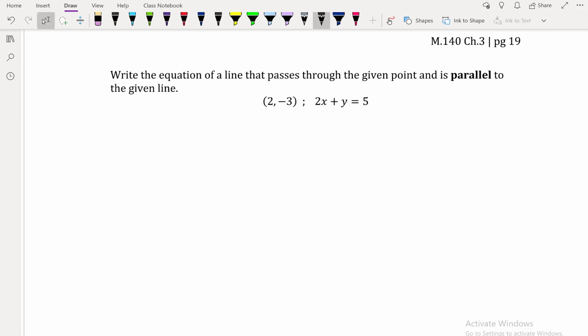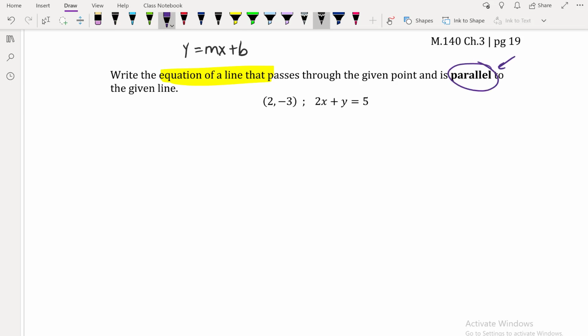For the next problem, it says, write the equation of a line that passes through the given point and is parallel to this given line. So, okay, we want to write something that's new. We want to write a line. What does that line look like? Well, it looks like y is equal to mx plus b. Okay, so what can this parallel line tell me?